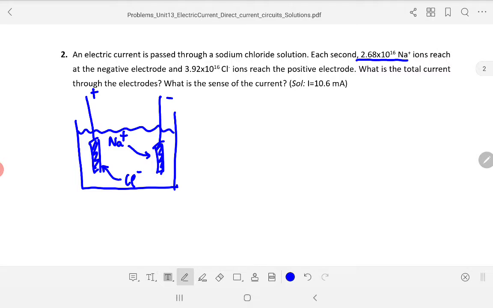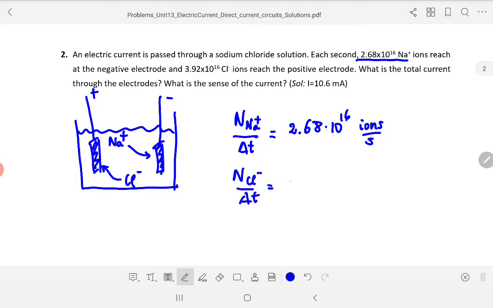So we're going to call this amount of sodium ions per unit time, which are going towards the right, like this, and this is equal to 2.68 times 10 to the 16. Okay, so these are ions per second. And the amount of chloride ions is given by 3.92 times 10 to the 16 ions per second. Okay, so given this, they're asking what is the total current through the electrodes.